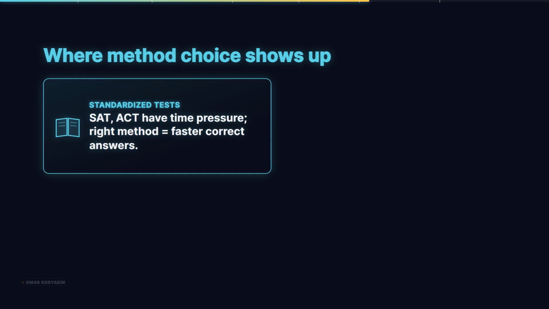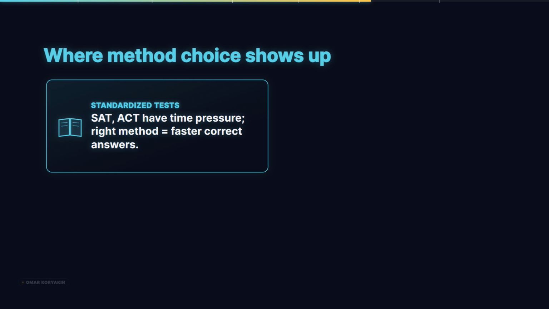Method choice efficiency matters most in time-constrained settings like standardized tests and contest math, where saving 30 seconds per problem across many problems adds up to substantial total time savings. Consider 4 broad sectors below.